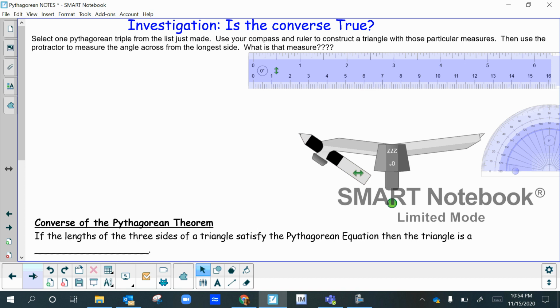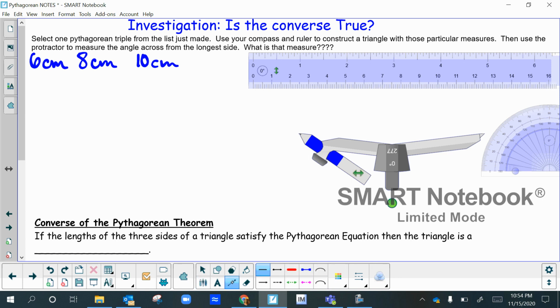Okay, so is the converse true? Okay, so we're going to select a triple, and I believe I put it on your notes, so let's just do 6, 8, 10. So let's use 6 centimeters, 8 centimeters, and 10 centimeters. And it says, use the compass and the ruler to construct a triangle with those particular measures. Okay, so the first thing that I'm going to do is draw a long side right here.